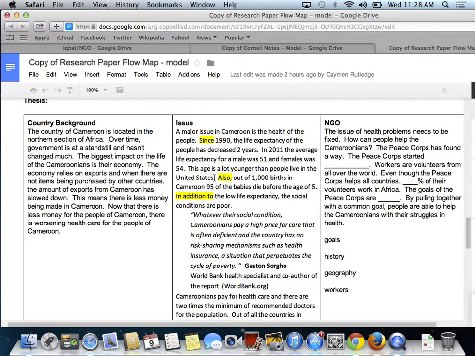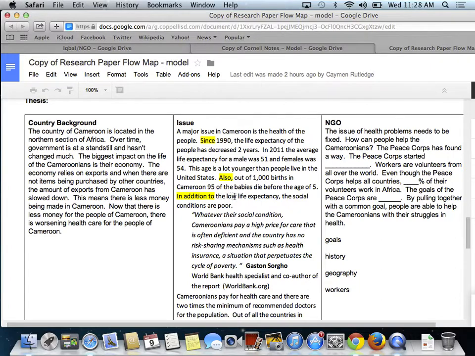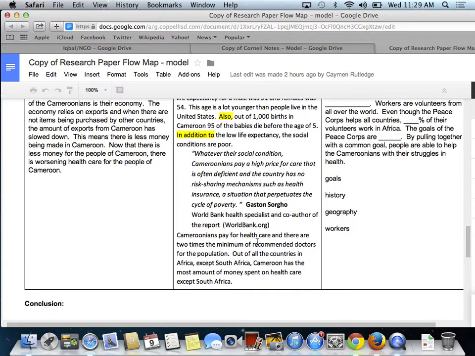Also, so I'm giving a new fact on a new area, so I used a transition word. Also, out of 1,000 births in Cameroon, 95 of the babies died before the age of 5. In addition to another transition sentence to help me click into something new, the low life expectancy, the social conditions are poor. And then I included a quote. So I could continue reading this for you, but I think you can read on your own.